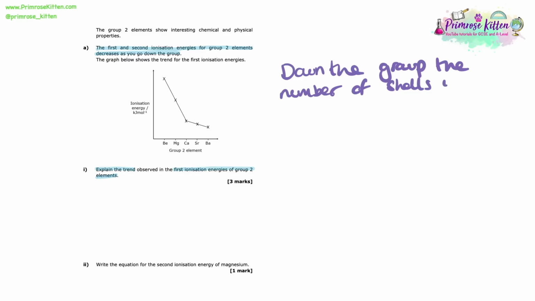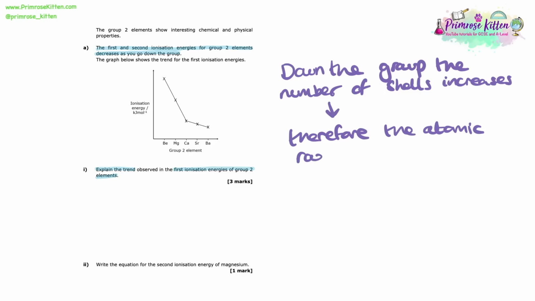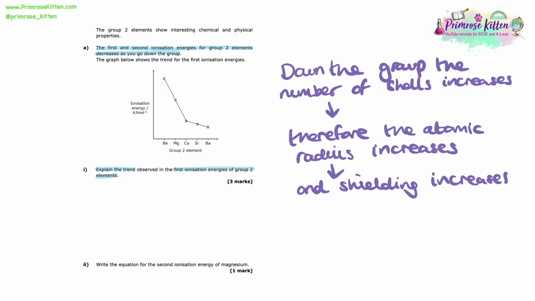So as we go down the group, the number of shells, of course, increases. Now the knock-on effect of this is that we're going to have more nuclear shielding as we go down the group, and we're also going to have a bigger atomic radius as well. Both of those factors are going to have an effect on the strength of the attraction between the outermost electrons and that positive nucleus. So as the atomic radius increases and the shielding increases, the outermost electron is going to become easier to remove because there's going to be a weaker attraction between that outermost electron and the positive nucleus.